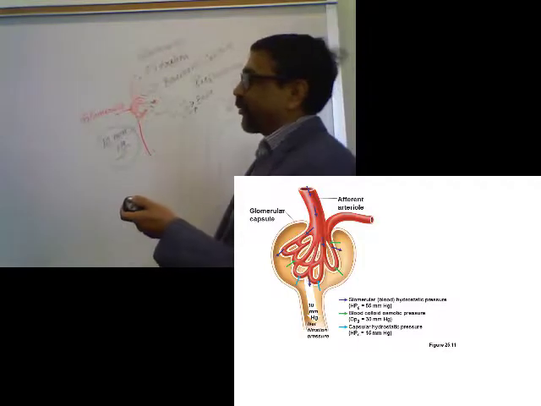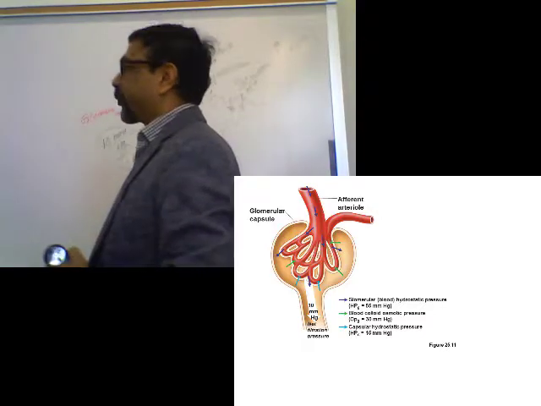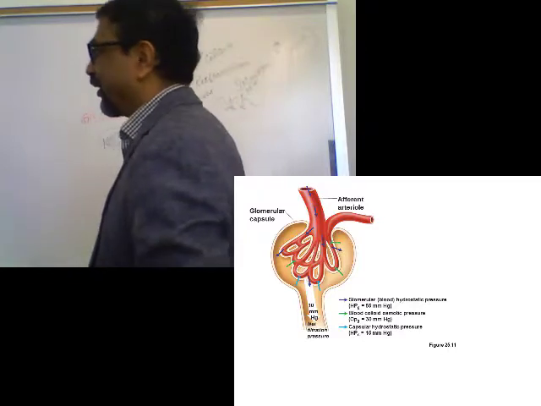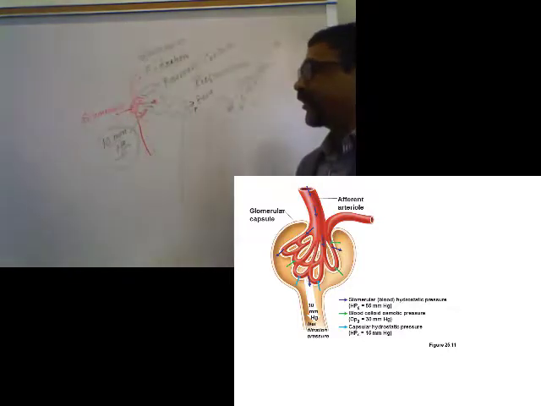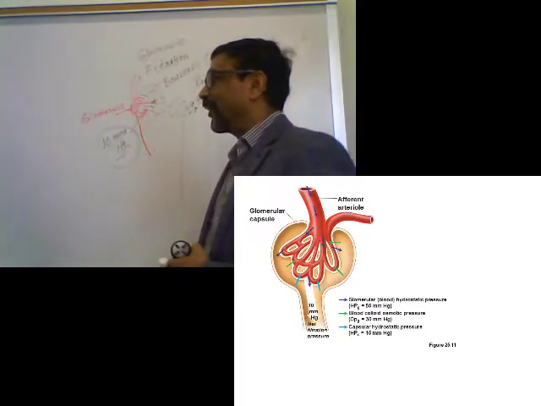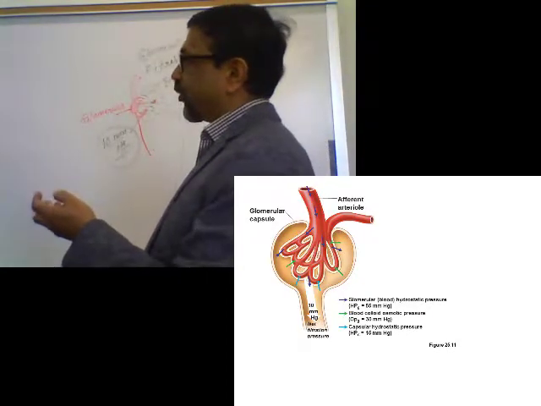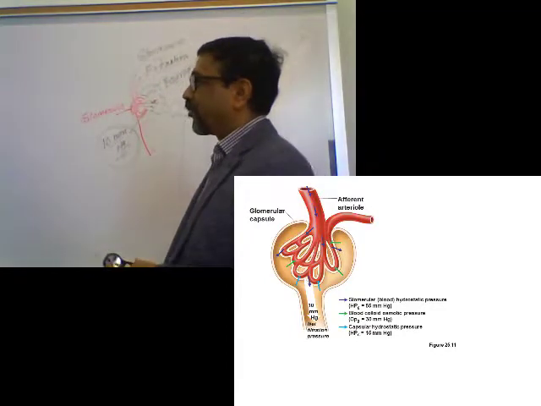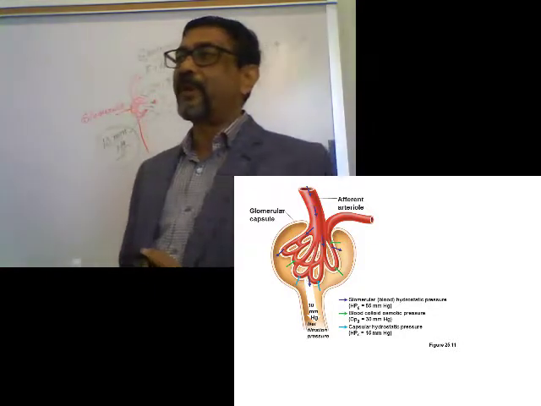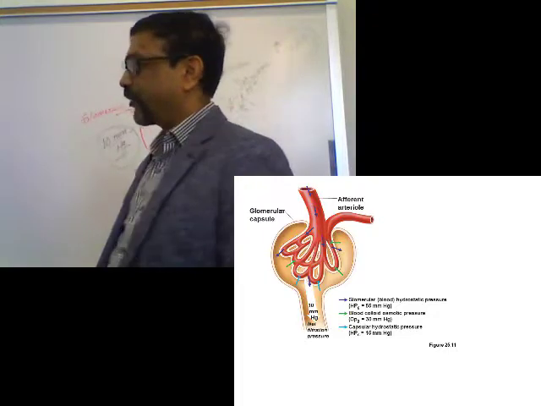So the difference is 10 millimeter of mercury. Here, you see in this picture, the glomerular hydrostatic pressure that is favoring the filtration is 55 millimeter of mercury, and colloidal osmotic pressure is 30 millimeter of mercury, and capsular hydrostatic pressure is 15 millimeter of mercury. Now, those two trying to stop together is 30 plus 15, 45 millimeter of mercury, and the favoring pressure is 55. So 55 minus 45 is 10 millimeter of mercury. That's the net filtration pressure.